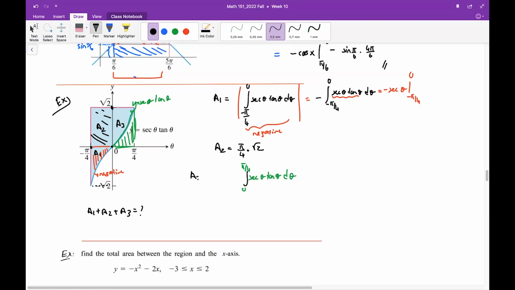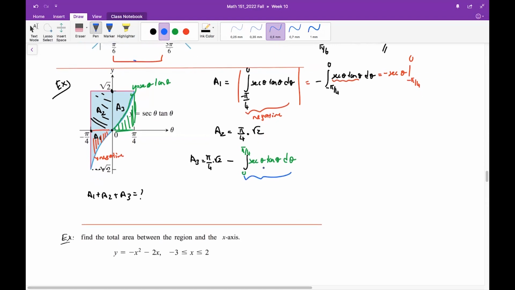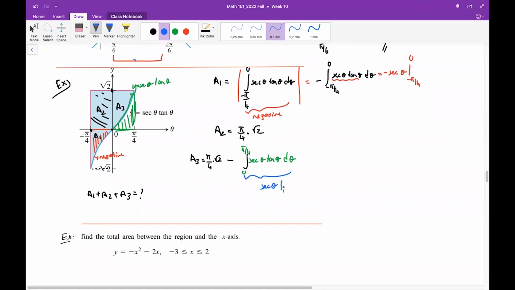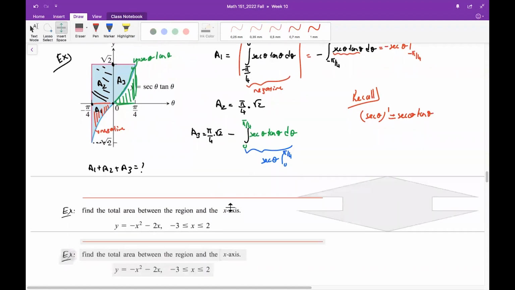Then A3 is the whole rectangle, base times height. Let's write it again. Base times height minus this part, okay? And similarly, the result of this definite integral is secant theta from 0 to pi over 4, okay? And maybe I should put here a recall: we should remember that the derivative of secant theta is secant theta times tangent theta. That's why the integral of secant times tangent is just secant theta. Okay, so now I can put the result here.